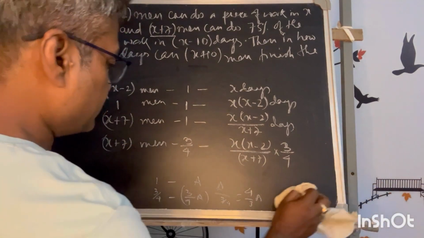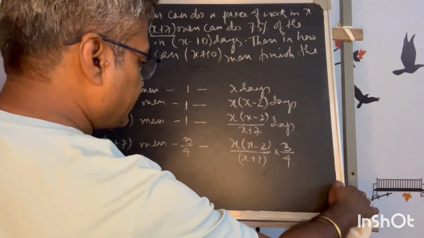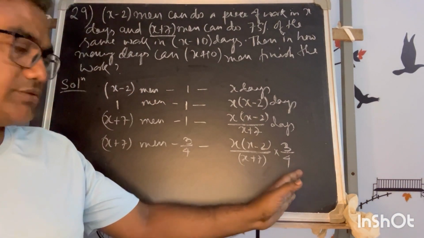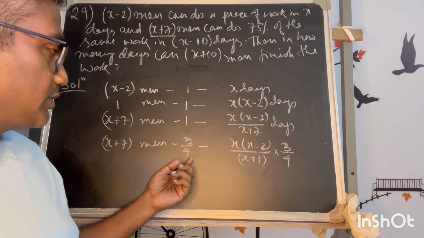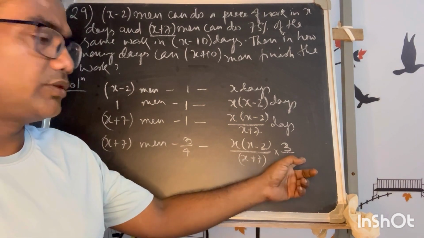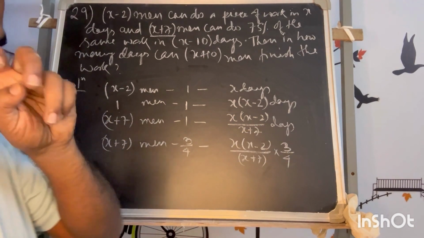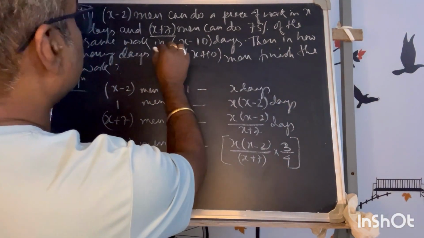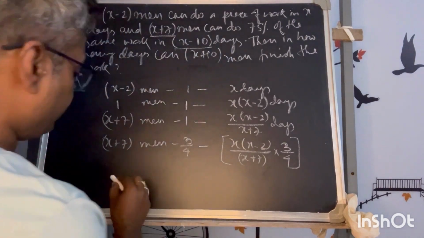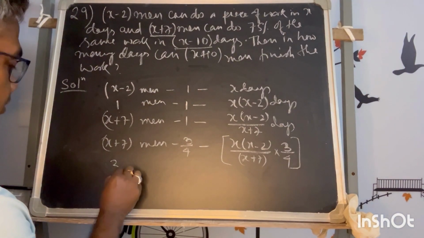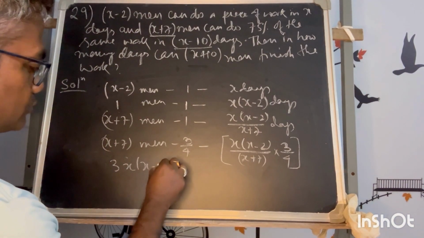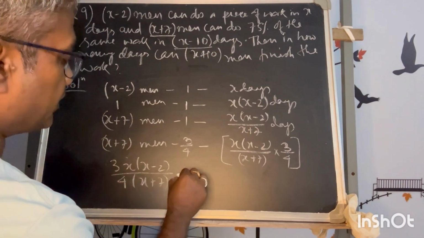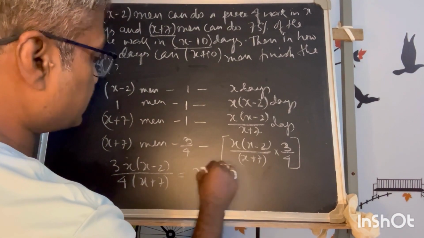Okay, so this way you have to understand each and every variable, how it is related to the resultant variable. So this much work has to be done in 3/4 into these days. Okay, so this is the part which is given in the expression. So if I equalize 3 into x minus 2 by 4 into x plus 7, that as per the question is x minus 10.